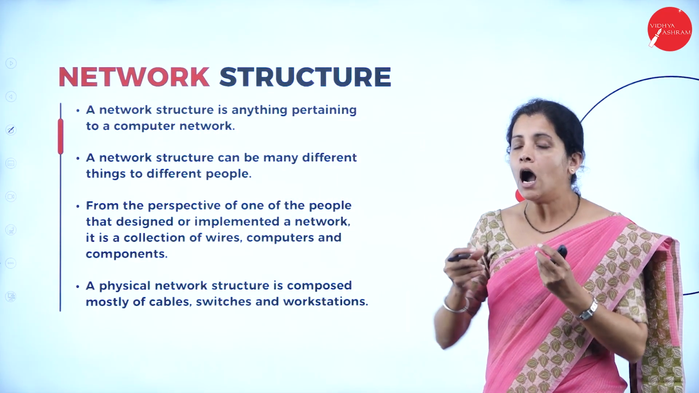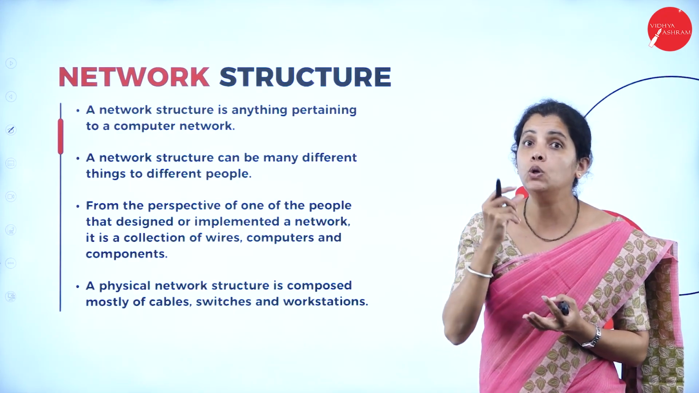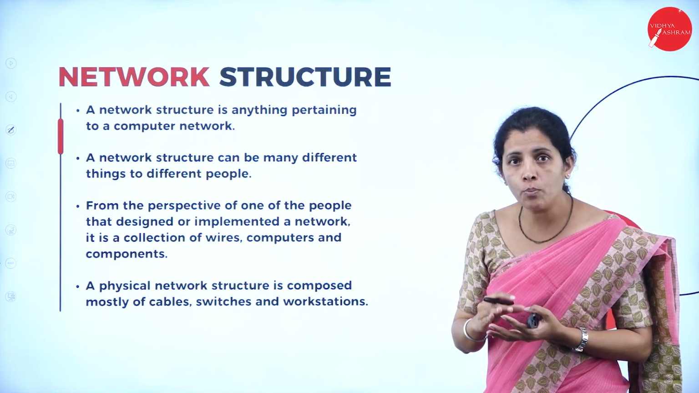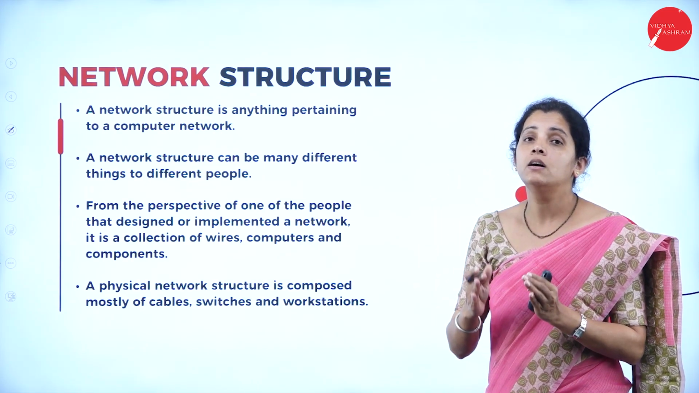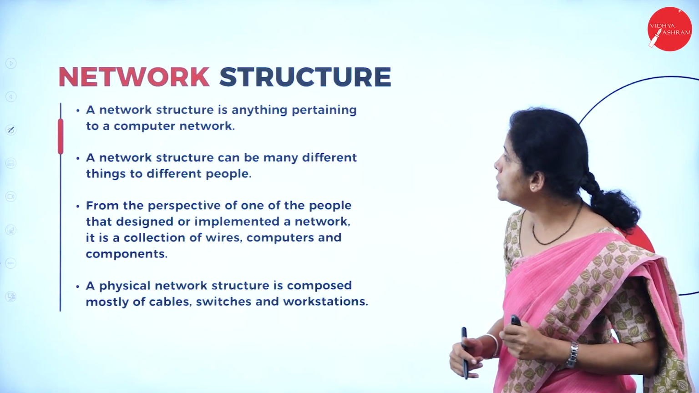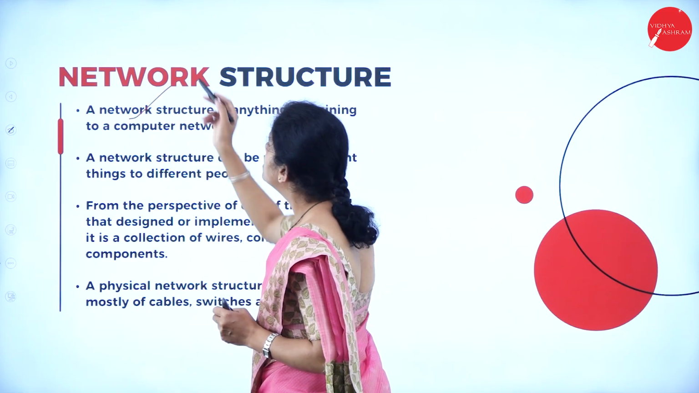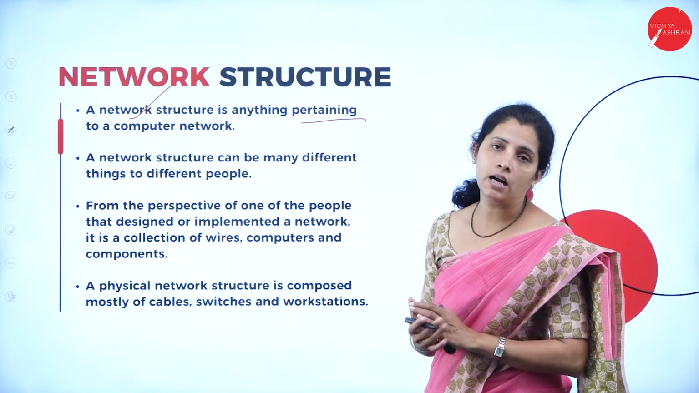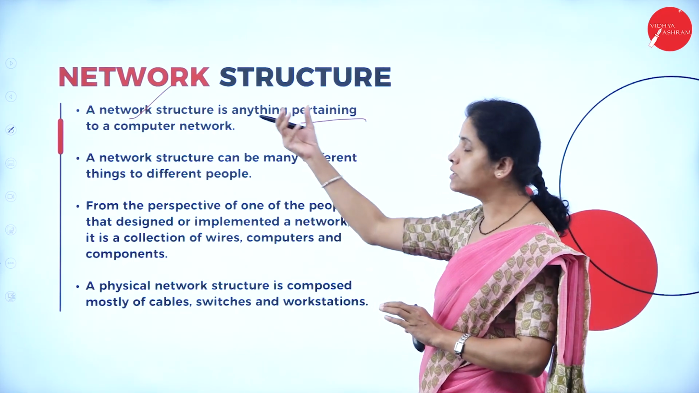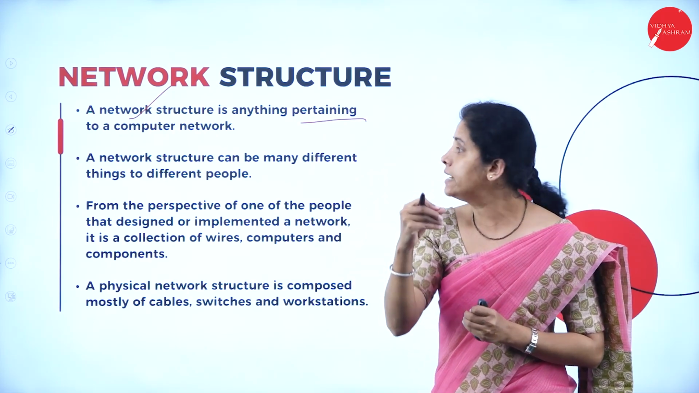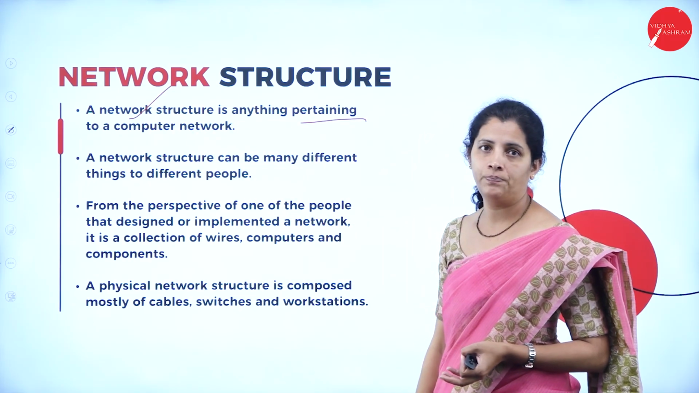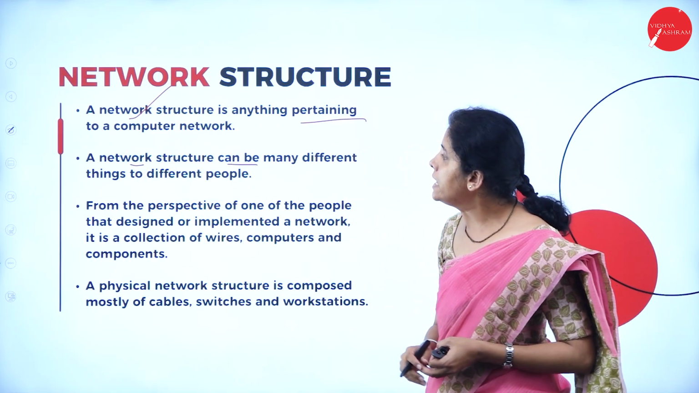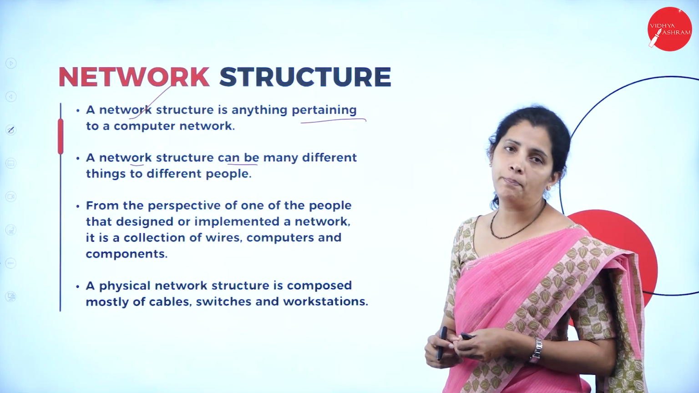So what is structure? How does the connection actually look? In the sense, what are the physical components I have, what are the logical components I have to make a computer network. So dear student, a computer network structure is anything pertaining to a computer network. So, computer network structure is nothing but anything related to a computer network. So, a computer network structure can be many different things to different people.